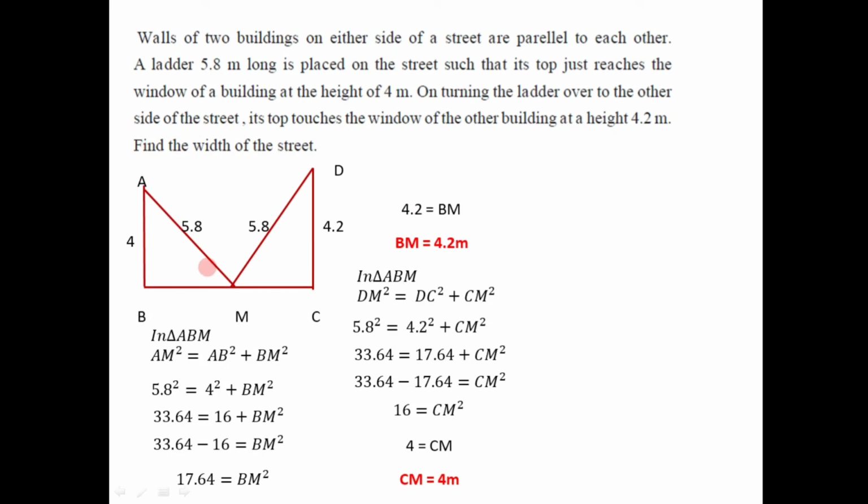But we have to find the width of the street, which is BC. So the width of the street is equal to BC. BC is nothing but the sum of two smaller segments, that is BM and CM. So we can write BC is equal to BM plus CM, as B, M and C are collinear points. Now the lengths of BM and CM both we have found here. The length of BM is 4.2 meters and the length of CM is 4 meters. So 4.2 plus 4 is 8.2 meters, that is equal to BC. Here the length of segment BC is 8.2 meters, that is, the width of the street is 8.2 meters.